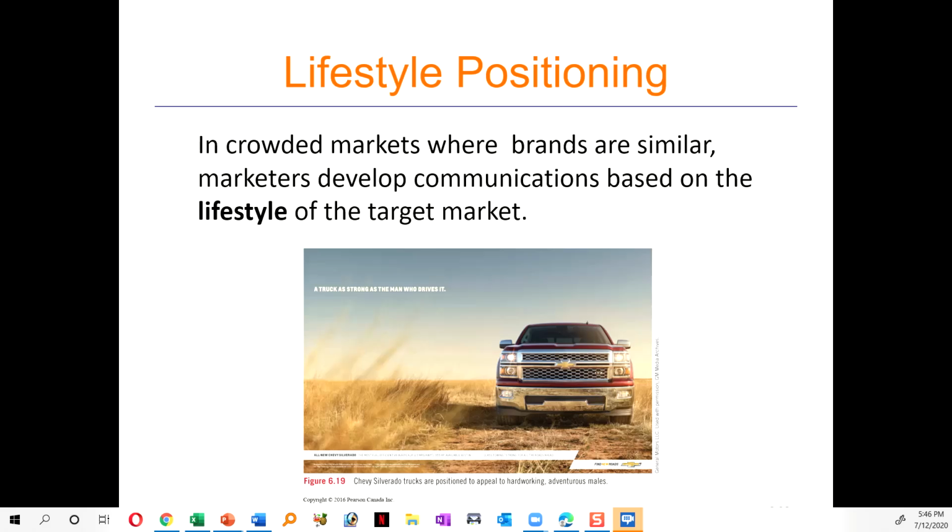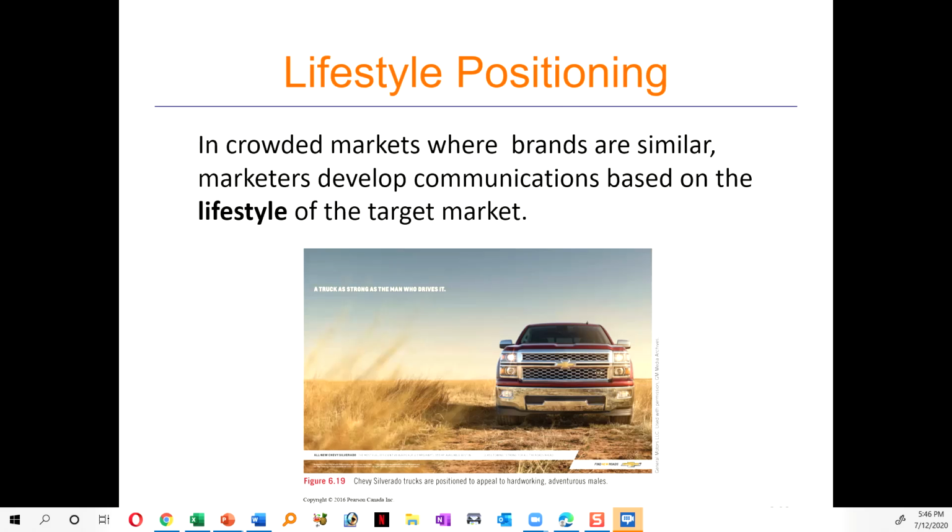Next, you've got lifestyle positioning in crowded markets where brands are similar. Marketers develop communications based on the lifestyle of the target market. Right? So in this case, the addition of psychographic information has allowed marketers to develop marketing communications on the basis of the lifestyle of the target market.